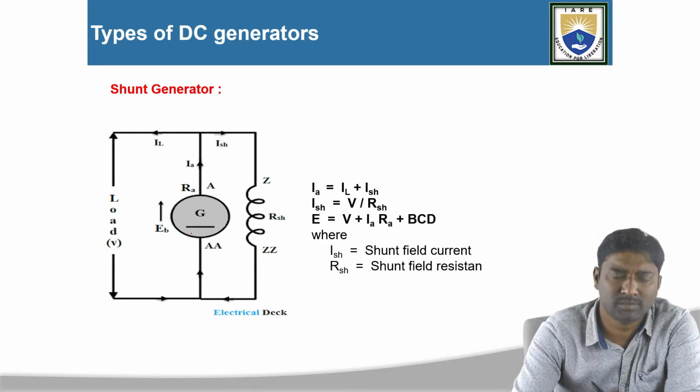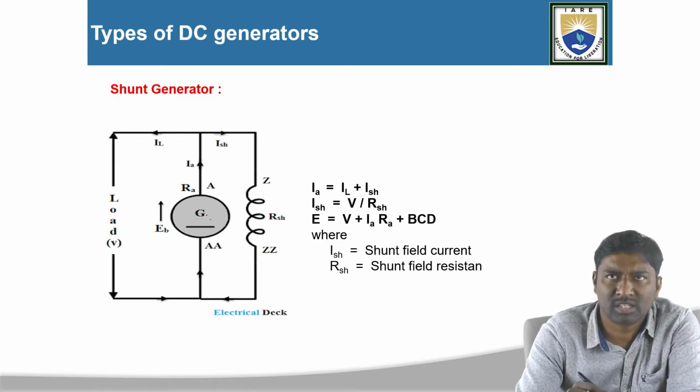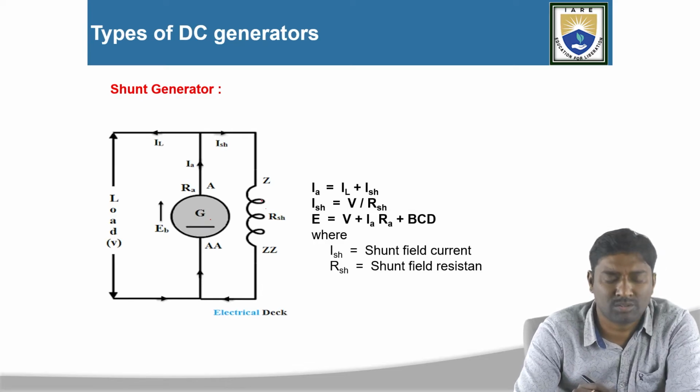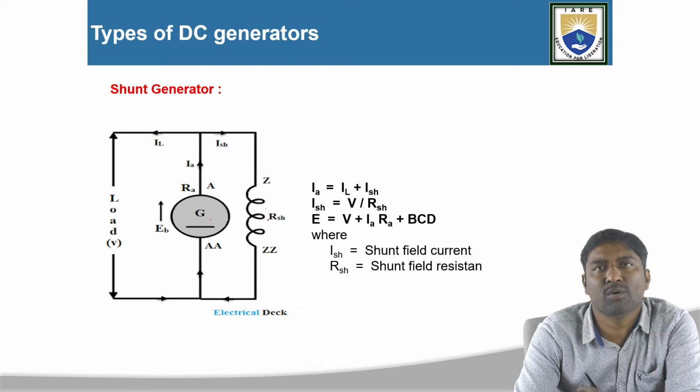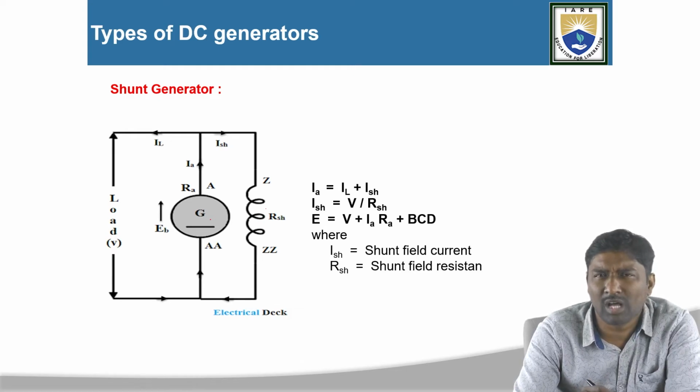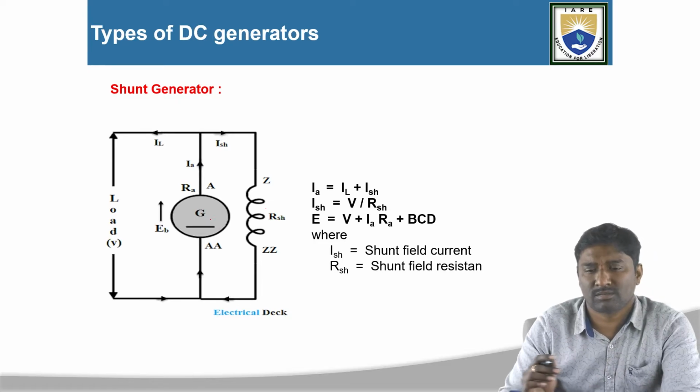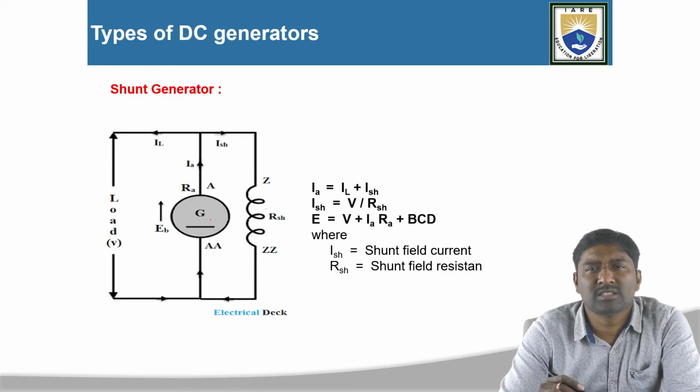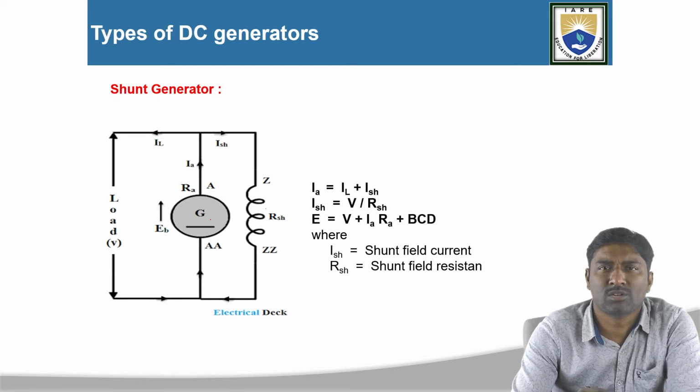You can observe this diagram. This is the armature winding, this is the field winding. This armature winding and the field winding both are connected in parallel here. Then according to Fleming's right hand rule, the direction of induced EMF will be upward here. According to that principle of the DC generator, the direction of the induced EMF depends on Fleming's right hand rule.